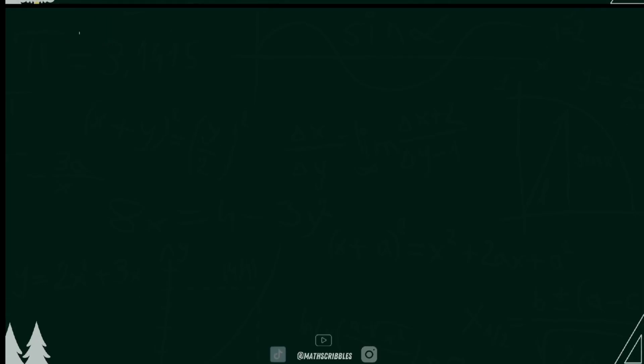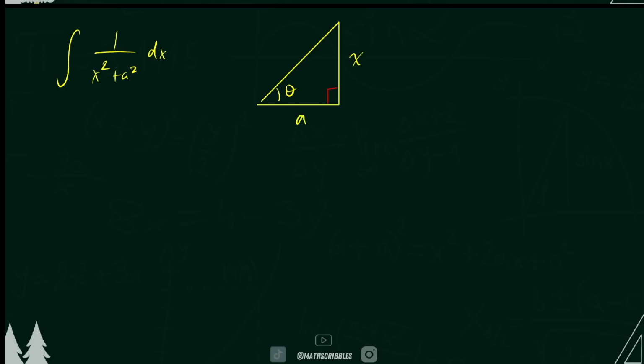Now we have the integral of 1 over x squared plus a squared. This is one that many people recognize and they probably already know the answer to. Once again, let's draw our right triangle. We're going to draw our 90 degree angle, and then put our theta. In this particular case, whenever you have x squared plus a squared, there's no root. We're going to label our opposite the x, our adjacent the a.